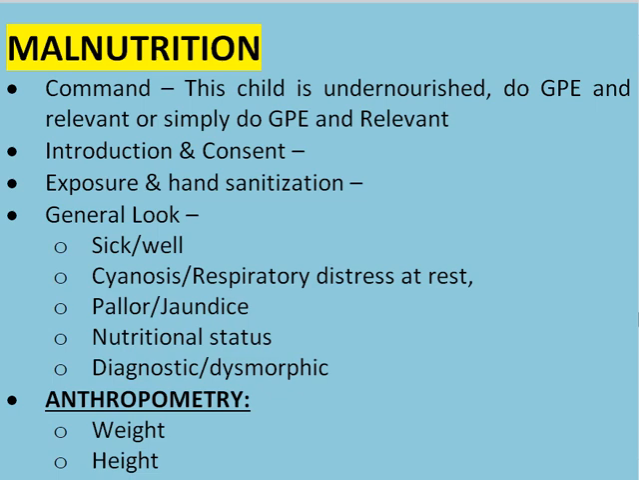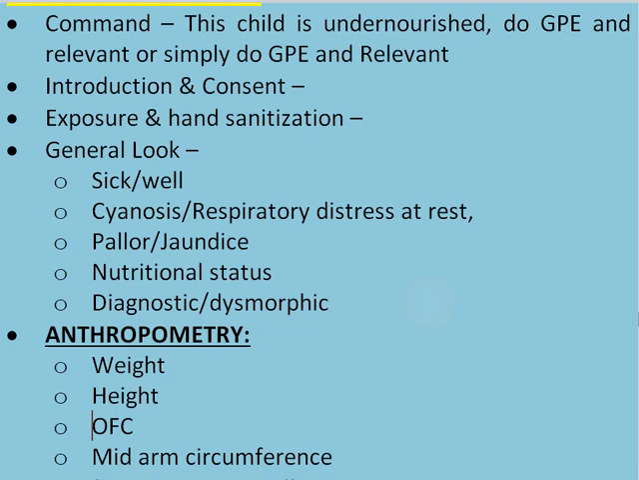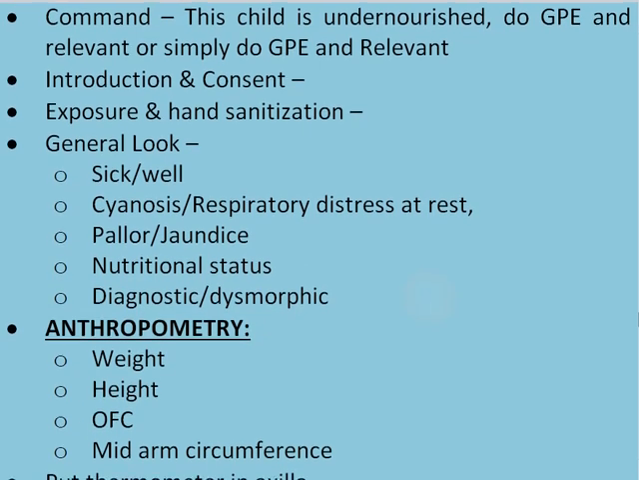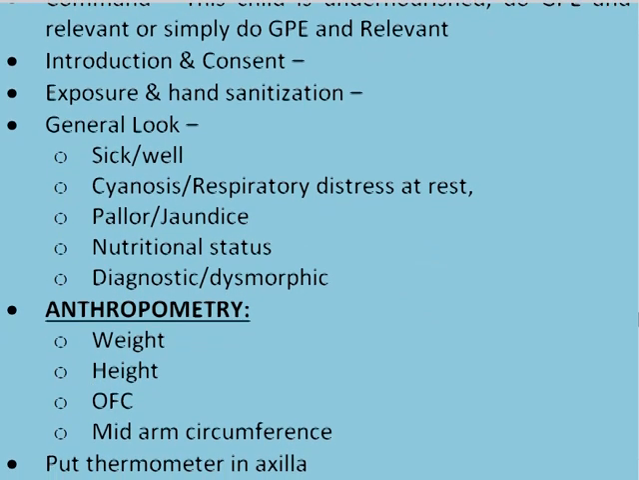On a general look, check whether the child is sick or well looking. Is there cyanosis or respiratory distress at rest? Is there pallor or jaundice? Take an overall look at the nutritional status and diagnostic or dysmorphic features. Then start with the anthropometry, check weight, height, and occipitofrontal circumference. When you see the child is visibly malnourished, check the mid-arm circumference.